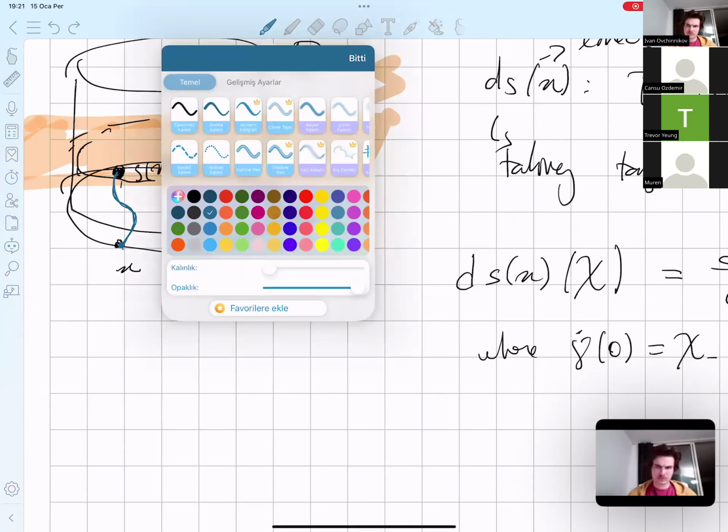I'm taking S of gamma of t and doing what to it? Just look at the expression.